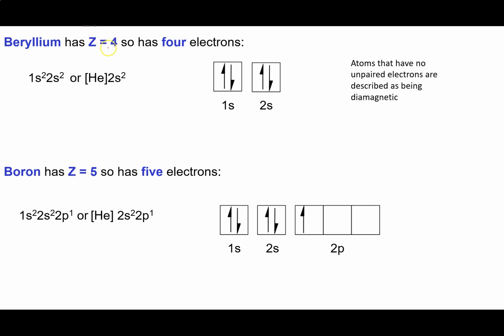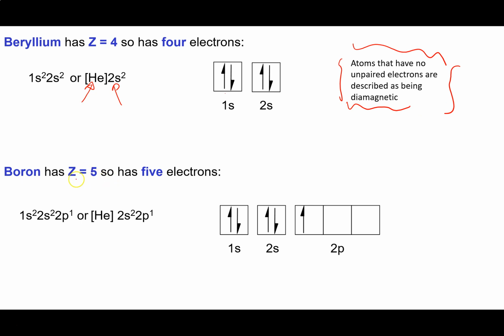Beryllium is element number 4, so that means it's got 4 electrons, 1s2, 2s2. It's got a helium core, and then the outer electrons are these 2s electrons. The 1s subshell is comprised of one orbital, and it's got 2 electrons in it, one up, one down. And then the 2s subshell is comprised also of one orbital, so 1 electron up, 1 electron down. So this atom here has no unpaired electrons. Atoms that have no unpaired electrons are described as being diamagnetic.